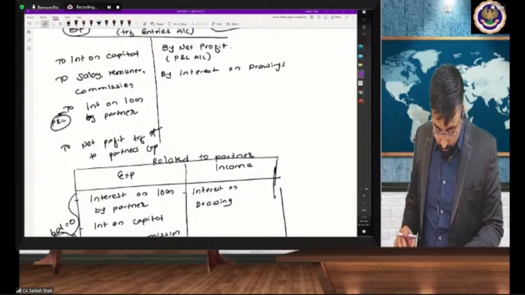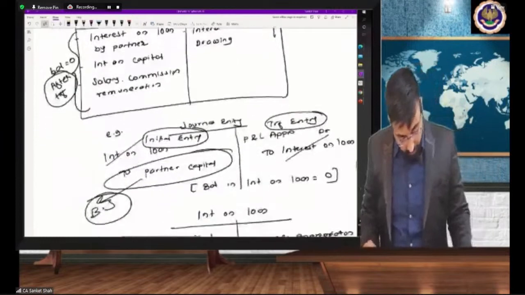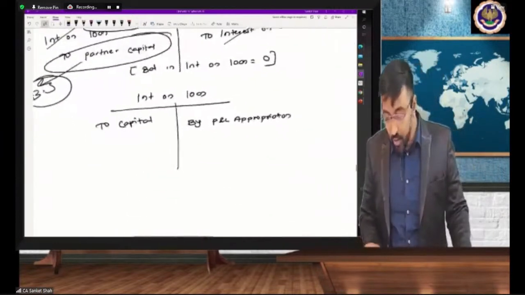Can you show interest on loan ledger once again? Okay, I will show. Why should we make balance zero?